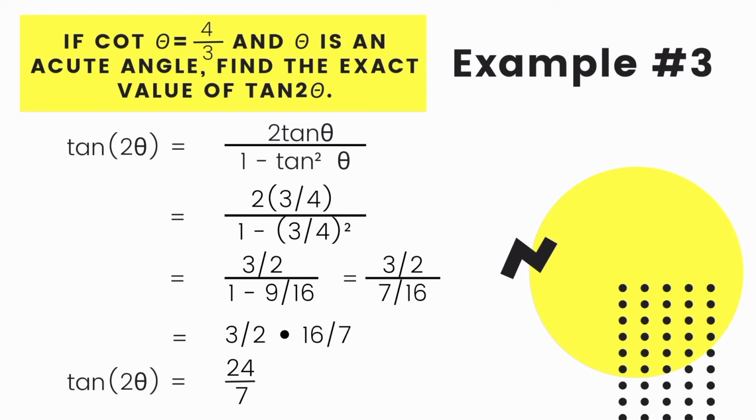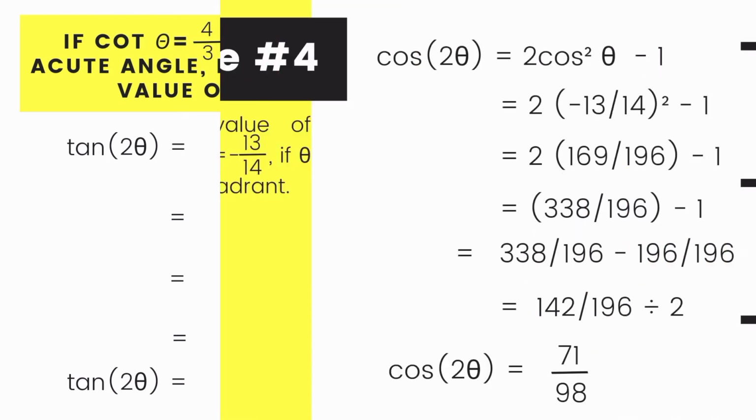Then our answer will be 3 over 2 divided by 7 over 16. And in order to divide it, we're going to get the reciprocal of our denominator, which is 7 over 16. So the reciprocal of 7 over 16 is 16 over 7. Then we're going to multiply it. So 3 over 2 multiplied by 16 over 7 is 24 over 7. So our tangent 2 theta is 24 over 7.